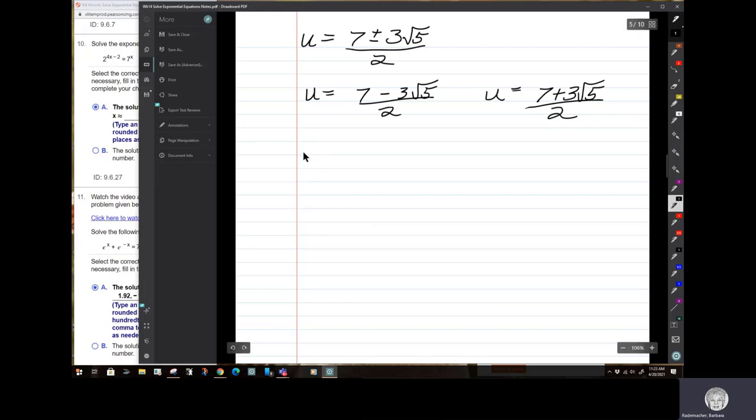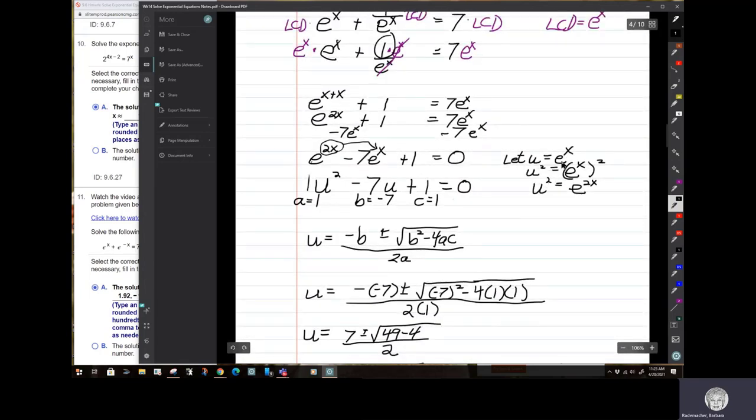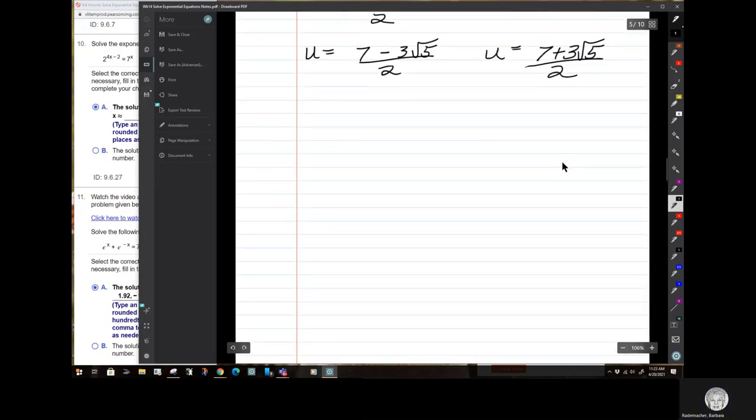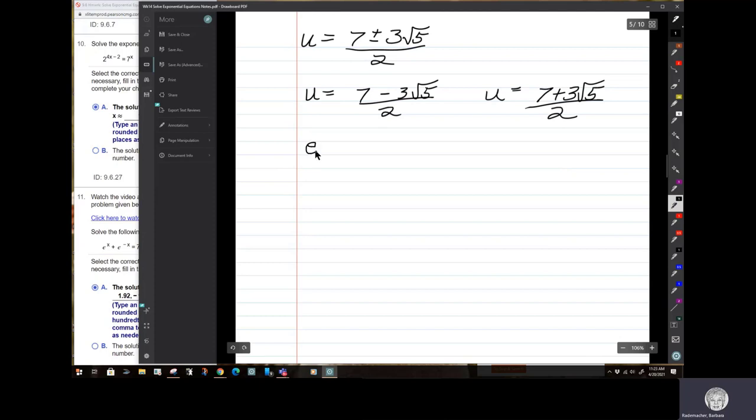But, she said, but, and I'm waving my hand. If we go back up here, we'll see, u equals e to the x. So, e to the x equals 7 minus 3 times the square root of 5 over 2, and e to the x equals 7 plus 3 times the square root of 5 over 2. Now, we're almost at where we can solve for x. At this point, I'm sure everybody feels like falling over dead, but don't do it yet, because all we have to do is take the ln of both sides.